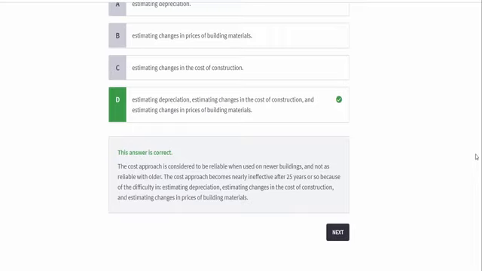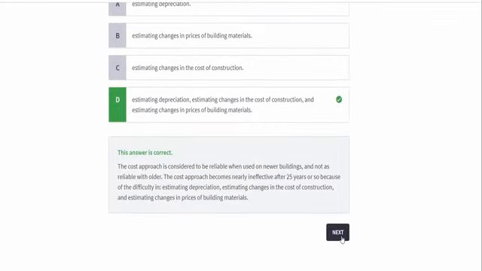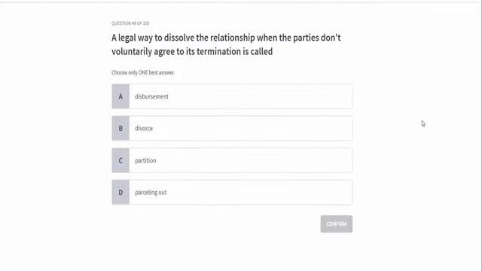Well, let's be honest, guys. After a certain amount of time, it's going to be really difficult to do all of those things listed. Again, depreciation, changes in cost of construction, changes in prices of building materials. That's why the cost approach becomes nearly ineffective after 25 years or so, because it's so difficult to calculate all those things. But hopefully you guys understood that one. Let's move on. All right, 48.